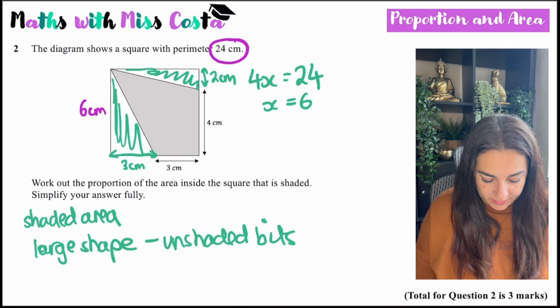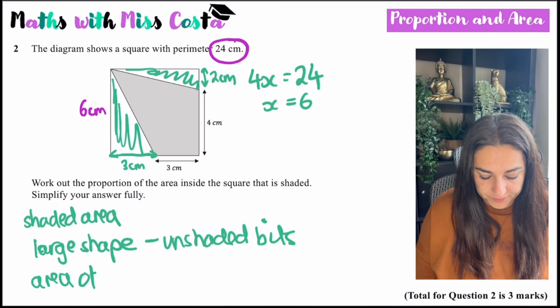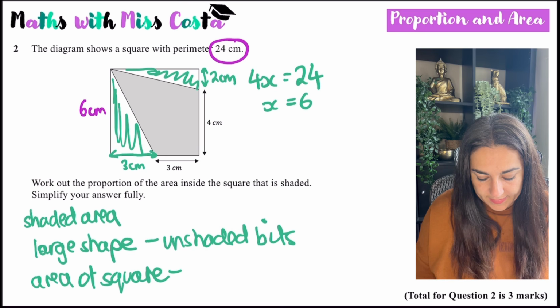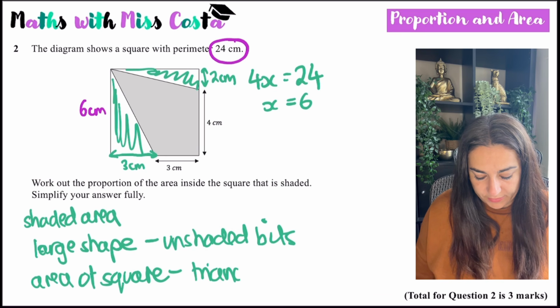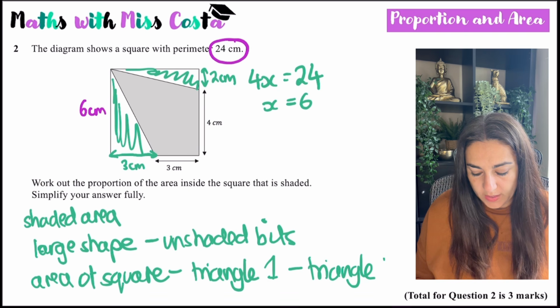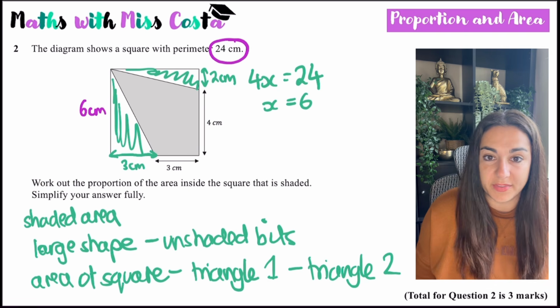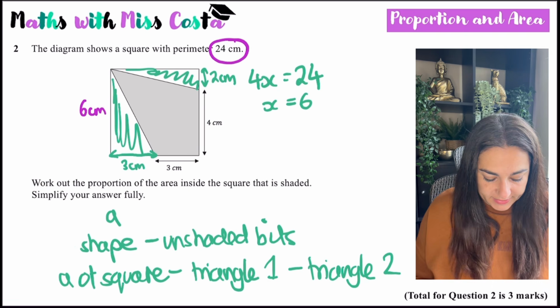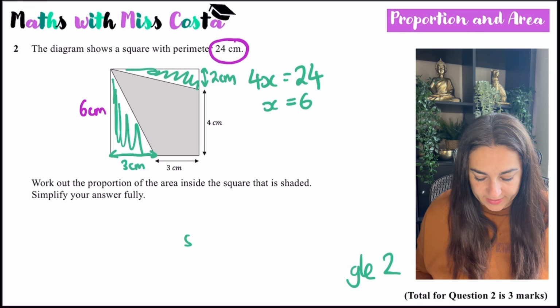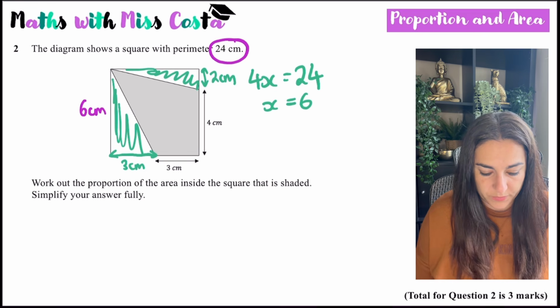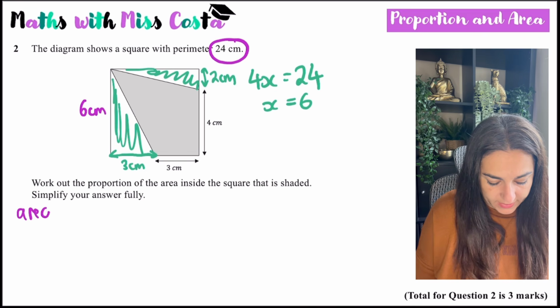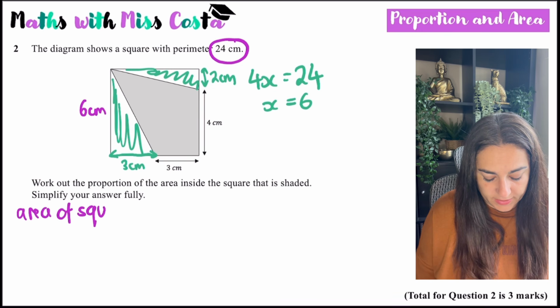So if we work out the area of the square and then we subtract the area of triangle 1 and triangle 2, we would be left with whatever the area of the shaded bit is. So let's have a look at doing that. So first of all, we've got the area of the square is going to be pretty simple, base times height.